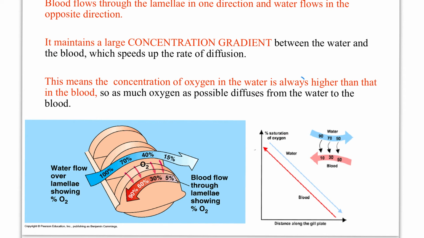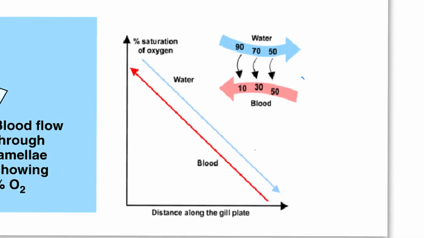So let's just take a look at that concept in a graphical form. This is a really important graph. Here on the x-axis we've got distance along the gill plate, and on the y-axis we've got percentage saturation of oxygen, and the red represents the blood and the blue represents the water. So when we first arrive at the gill plate, the water has a very high oxygen saturation, and so does the blood, but it's lower. So the oxygen is going to diffuse from the water to the blood.